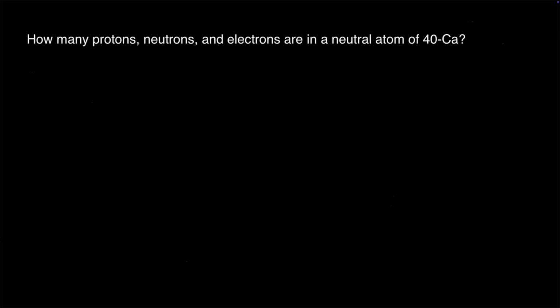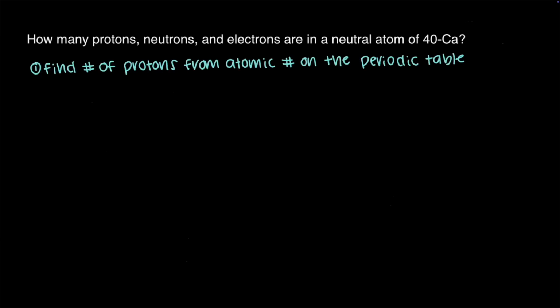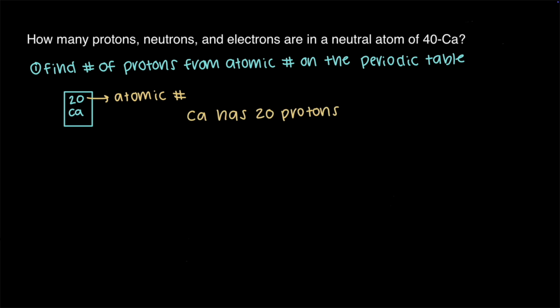For problem 1, we have how many protons, neutrons, and electrons are in a neutral atom of 40Ca. First, we can determine the number of protons from the atomic number on the periodic table. The top number on the periodic table for Ca is 20, so calcium has 20 protons. When they only give us one number in a problem, like the 40 here for 40Ca, this will always be the mass number, and it will also always be at the top of the chemical symbol.